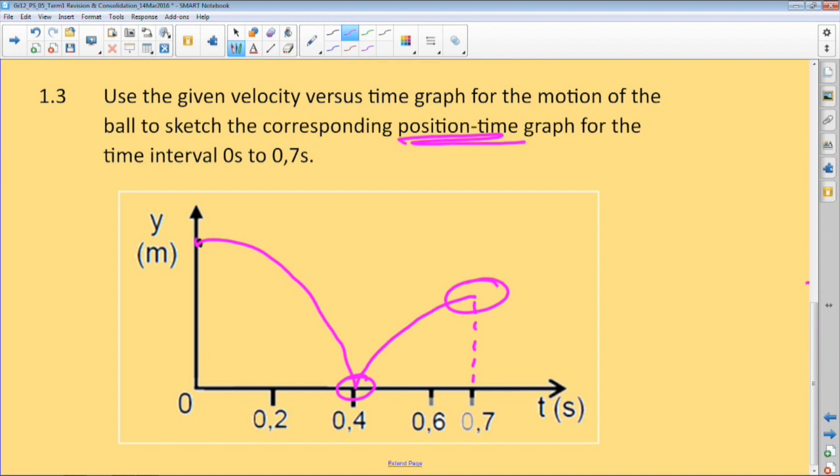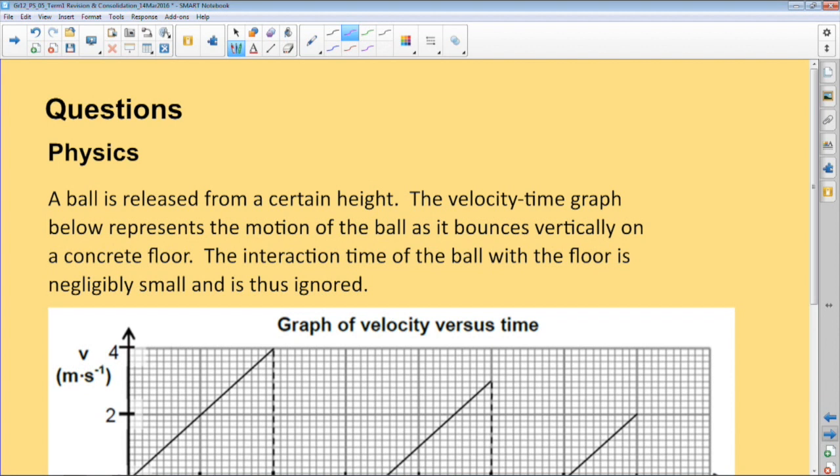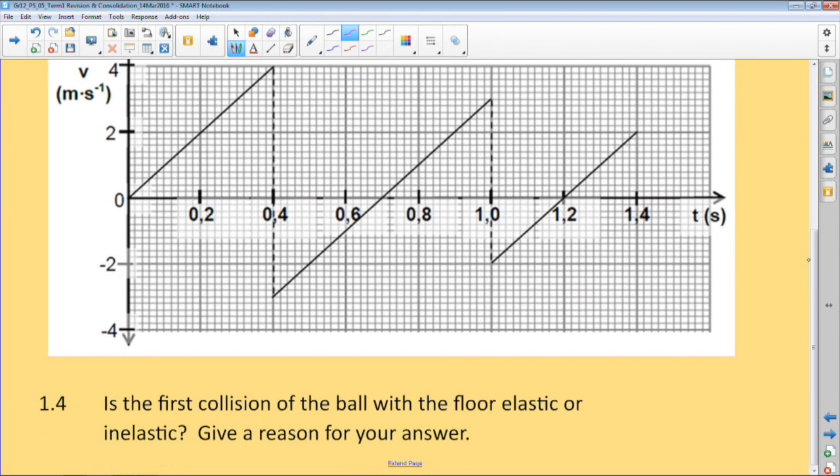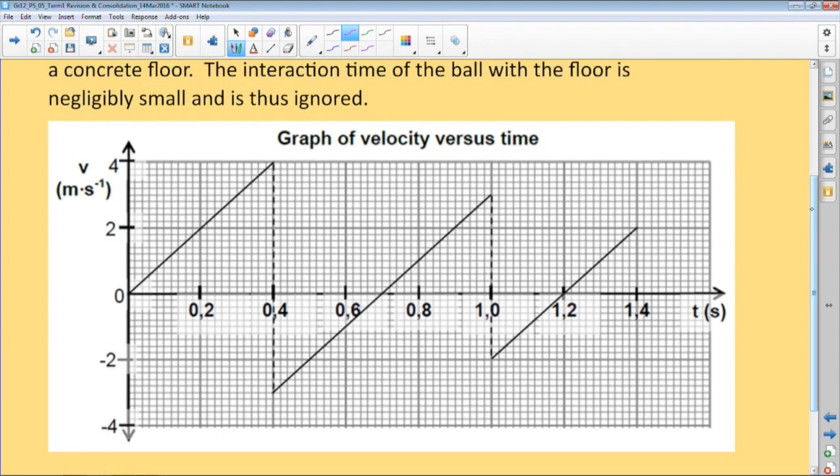I like those graphs. And then the last question to do with this one, which we'll do before I give you a break, is, is the first collision of the ball with the floor elastic or inelastic? So we're trying to remember stuff. Hopefully you would have done elastic and inelastic collisions in momentum. So you're looking, you go, and I've actually really explained it to you. It's got to do with this.